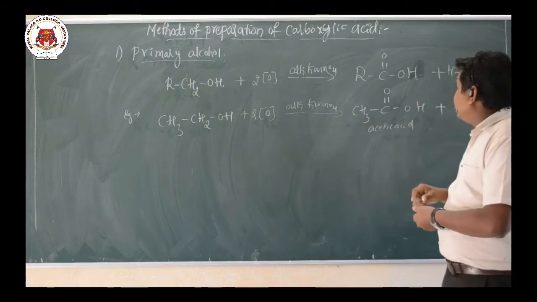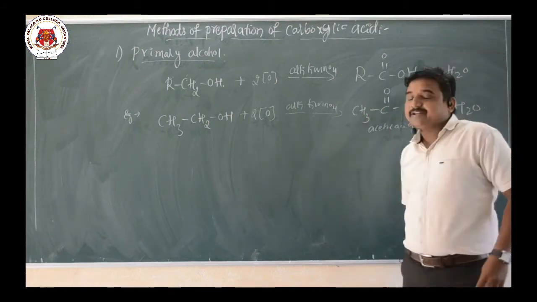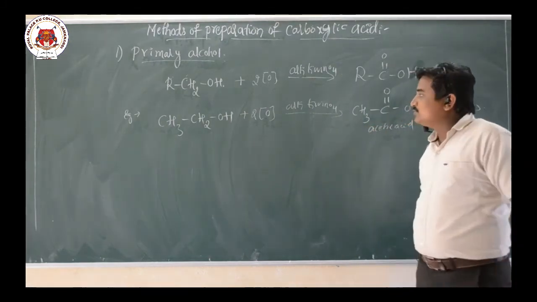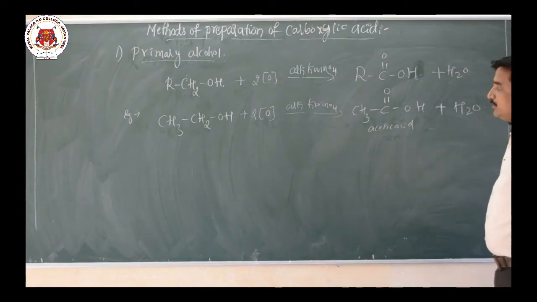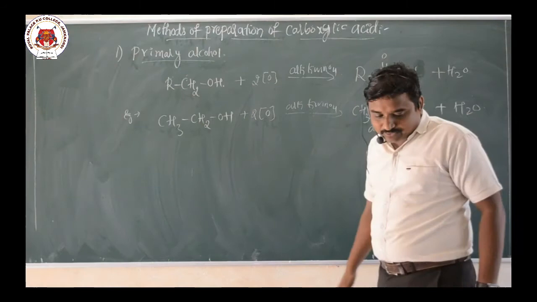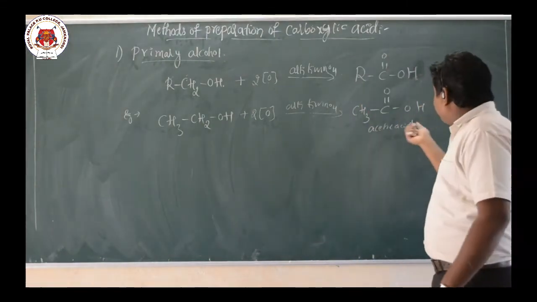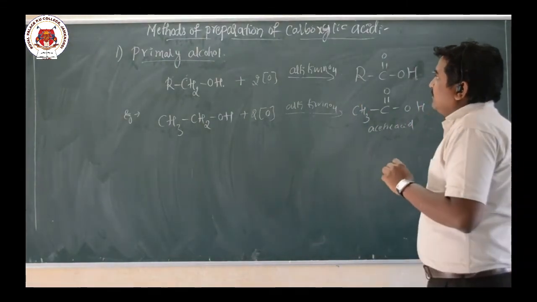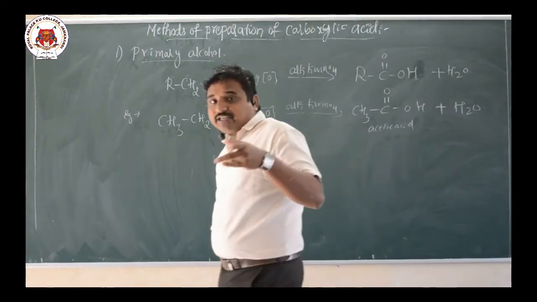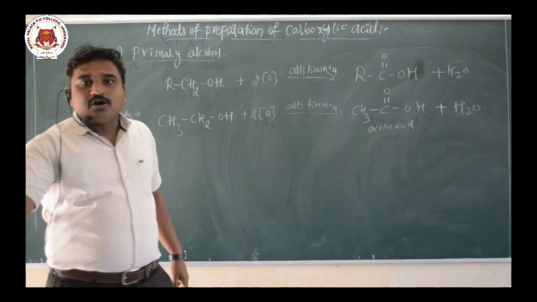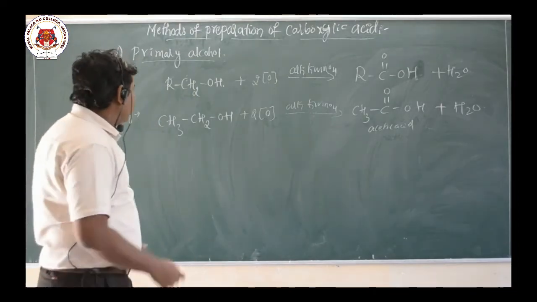The IUPAC name is ethanoic acid because two carbon atoms are there. So the name of this compound is ethanoic acid, with the elimination of a water molecule. So the oxidation of primary alcohol gives a carboxylic acid. This is the oxidation reaction of alkaline KMnO4 or acidified K2Cr2O7 or neutral condition.